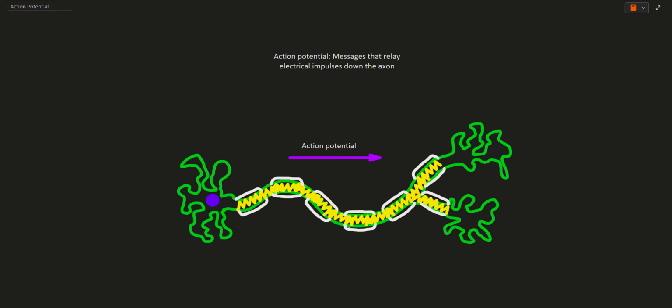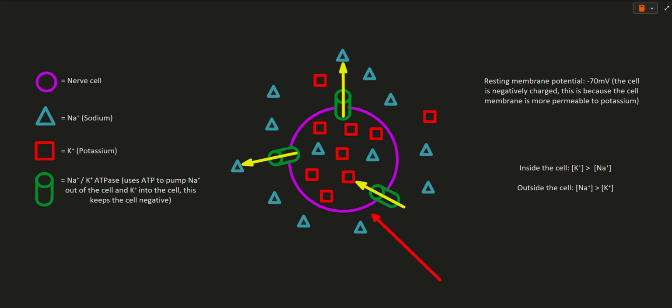Action potentials are messages that propagate electrical signals down an axon. Here is a nerve cell. Nerve cells have a negative charge, which is usually around negative 70 millivolts. This charge is due to the concentration of sodium and potassium ions.